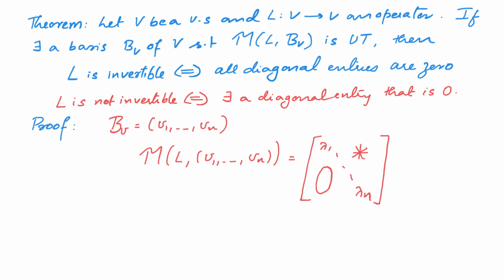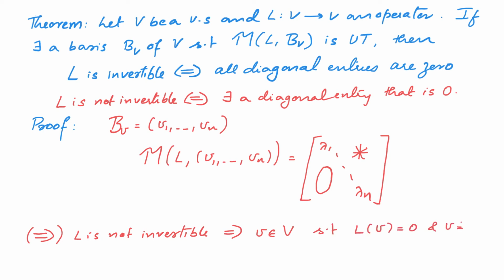With this notation, we will now prove this statement. We will first prove this implication. That means we will assume L is not invertible. What does this imply? This implies that there exists some vector v in V such that L of v is equal to 0 and v is not equal to 0. Now, because v1 to vn is a basis, I can write v is equal to a1 v1 plus etc. up to an vn. Now, some of these coefficients might be equal to 0. Let k be the largest integer less than or equal to n such that ak is not equal to 0. Then we can rewrite this as a1 v1 plus etc. up to ak vk, and we know that ak is not equal to 0.